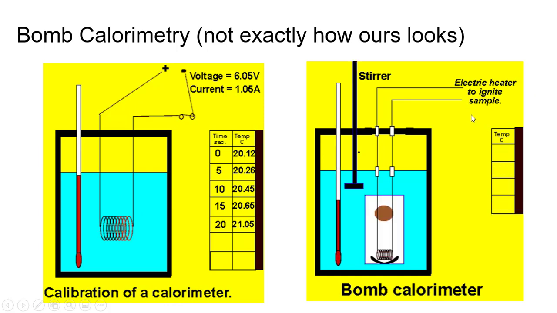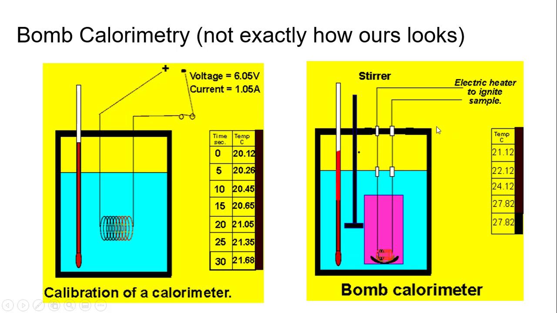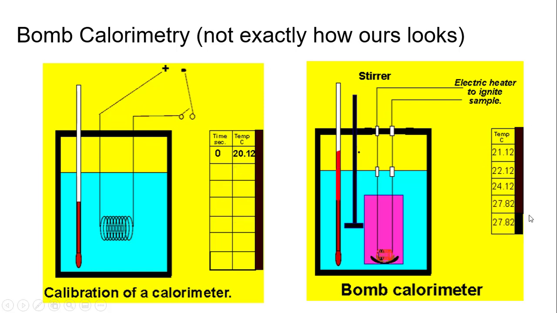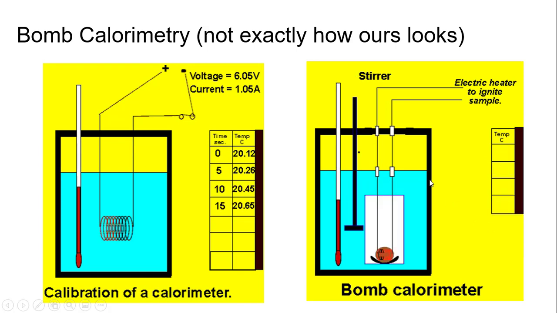Then you will all be assigned different fuels with masses and temperatures, and you would do it again the same way. Your fuel would go in here. You'd watch the temperature, take certain increments of time until it's stabilized, and then you would go back, and this is where the calculations start.